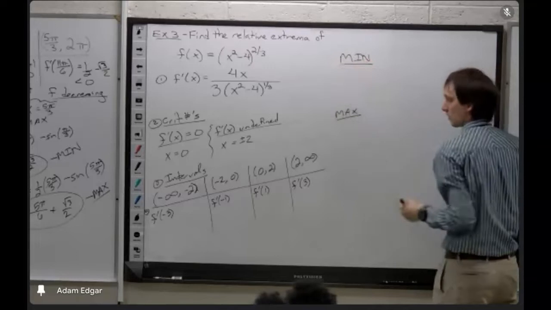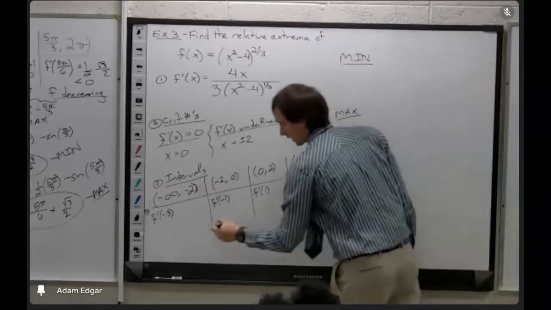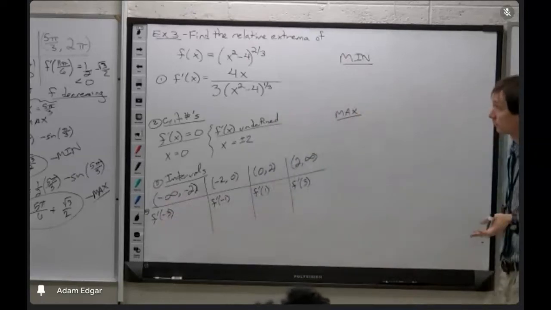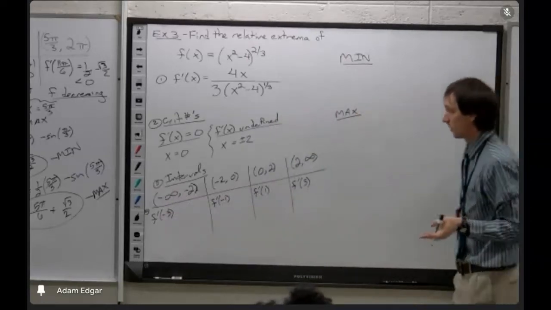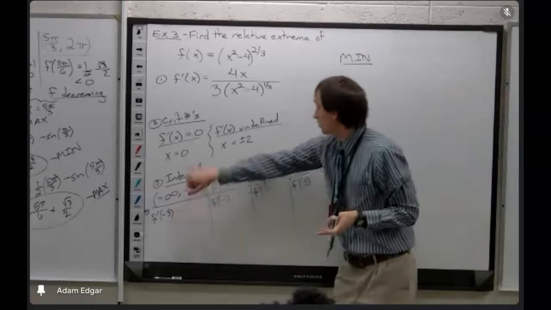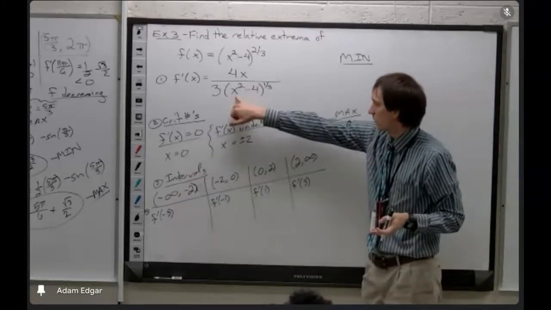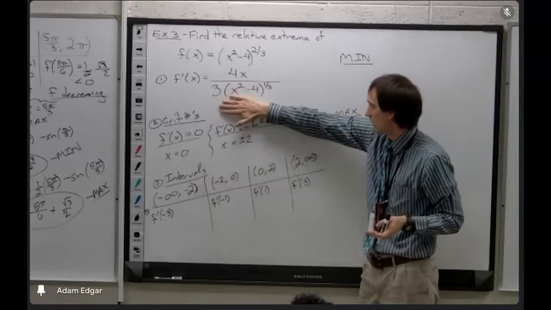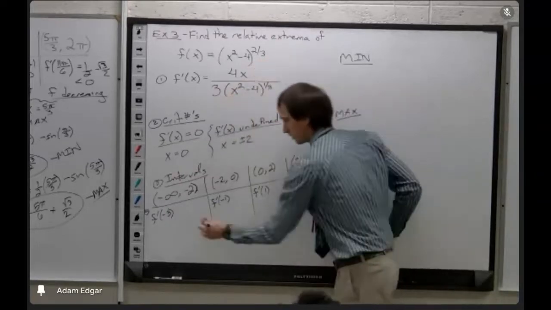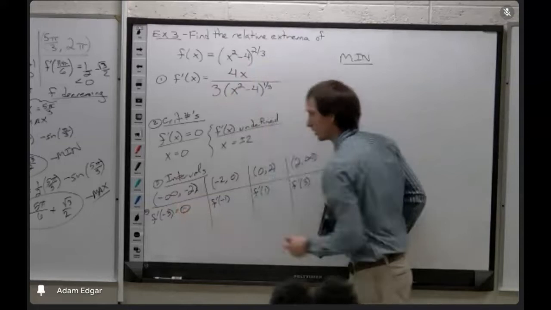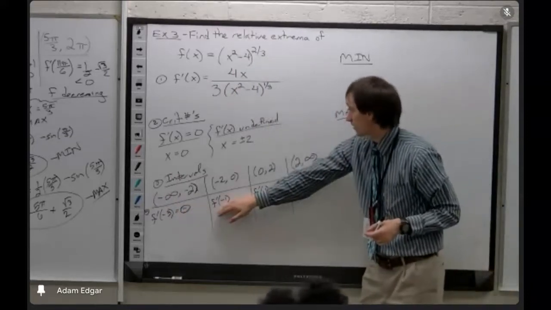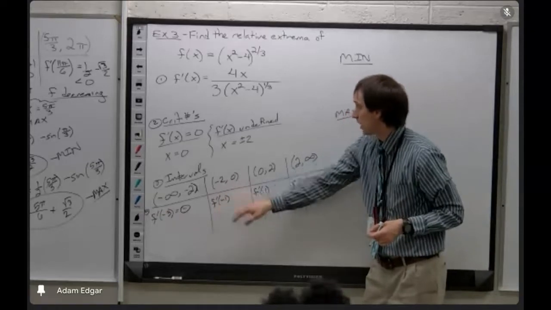All right, so anybody, f prime of negative 3, is it positive or negative? Negative? I can buy that. So negative 3 squared is 9, minus 4 is 5. So you have a positive down here and a negative up top. So that's negative. And anybody for negative 1, positive or negative? Positive. Can I have a negative over a negative?